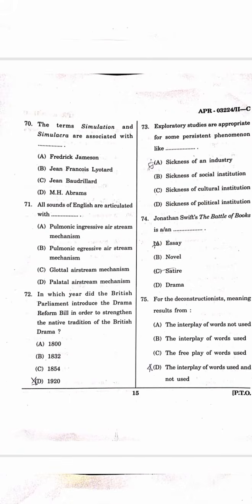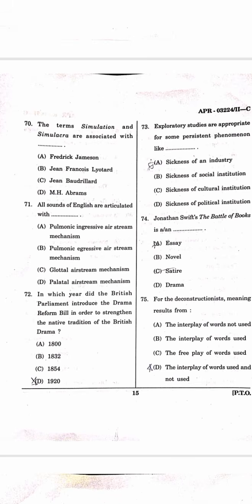Question number 70. The term simulation and simulacra was associated with, and the correct option is option C, Jean Baudrillard. Question number 71. All sounds of English are articulated with, and the correct option is pulmonic egressive air stream mechanism, means option B. Question number 72. In which year did the British Parliament introduce the Drama Reform Bill in order to strengthen the native tradition of the British drama? And the correct option is option B, 1832.